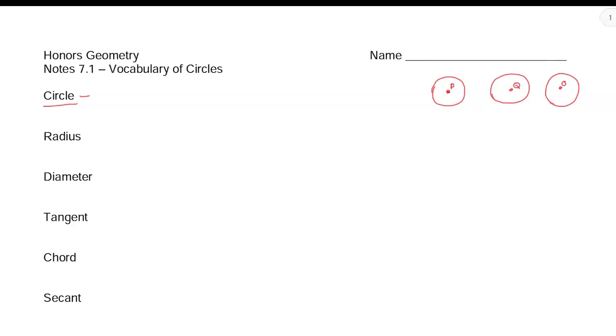So that's the actual name of the circle. Whatever letter is labeling the center, then we call it that name. So this is called circle P, or this is called circle Q. This is called circle O. A circle is the set of points equidistant from a given point.